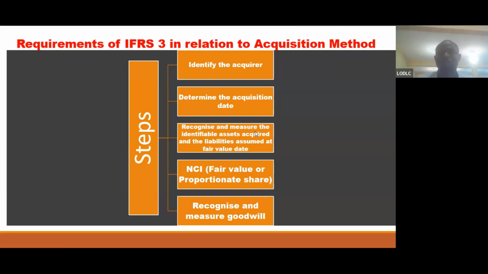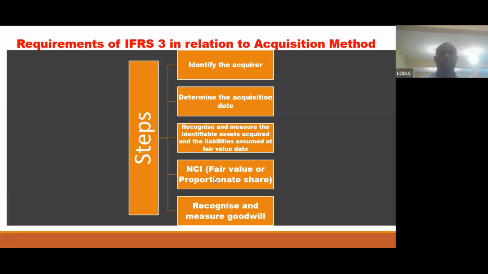Then another thing here is that you recognize and measure identifiable assets acquired and the liabilities that have been assumed at the fair value date. So you recognize the assets and you assume the liability at the fair value market date. So then the next one is NCI. You calculate your NCI. That's non-controlling interest. This non-controlling interest is talking about the minority interest.